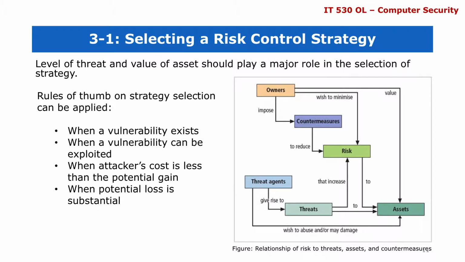Pretty much everything I covered regarding the selecting of risk control strategy is shown here. And as a rule of thumb on strategy selection, the rule of thumb can be applied when a vulnerability exists, when a vulnerability can be exploited, when the attacker's cost is less than the potential gain, and when potential loss is substantial.